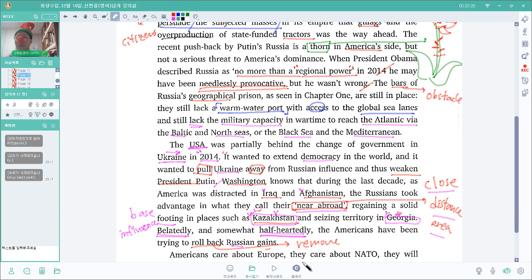But America was not serious. They were only half serious, and they took the step quite late because it doesn't really matter that Russia took this Kazakhstan and Georgia influence, because for America, Russia is not a serious threat anymore. Okay?